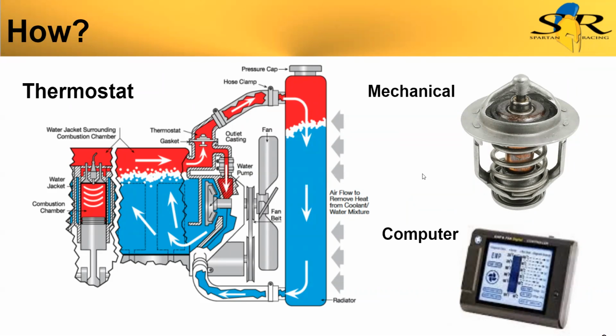Thermostat controls the temperature of the engine and the water flow. There's mechanical and computer controlled ones. Mechanical ones function with a wax material that expands and contracts with heat. As it expands and melts, it's going to open the valve to allow water to flow. Then as it cools down, it's going to close, and instead of going through the radiator, the water will just continue to circulate through the engine.